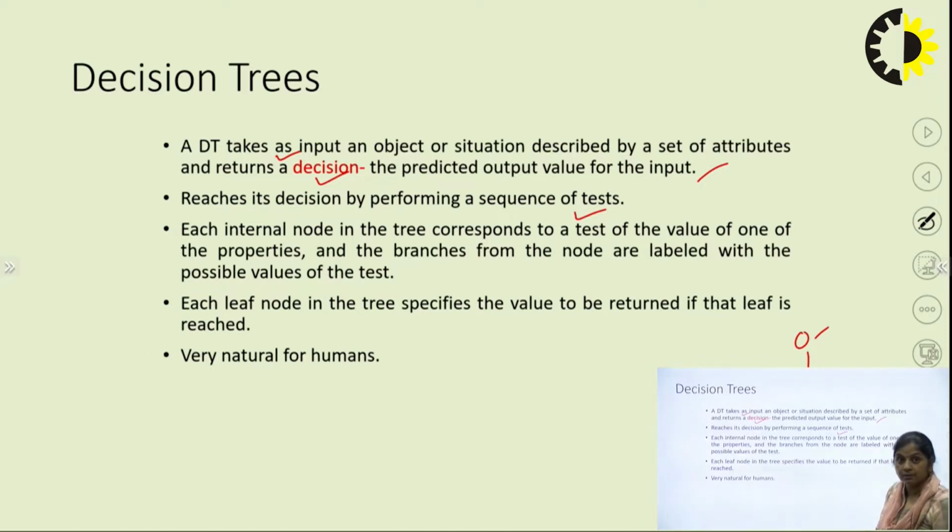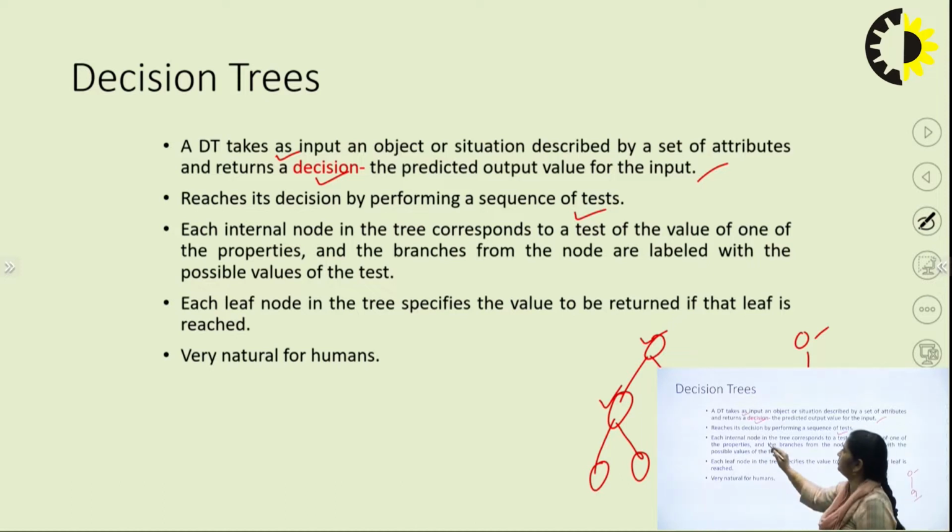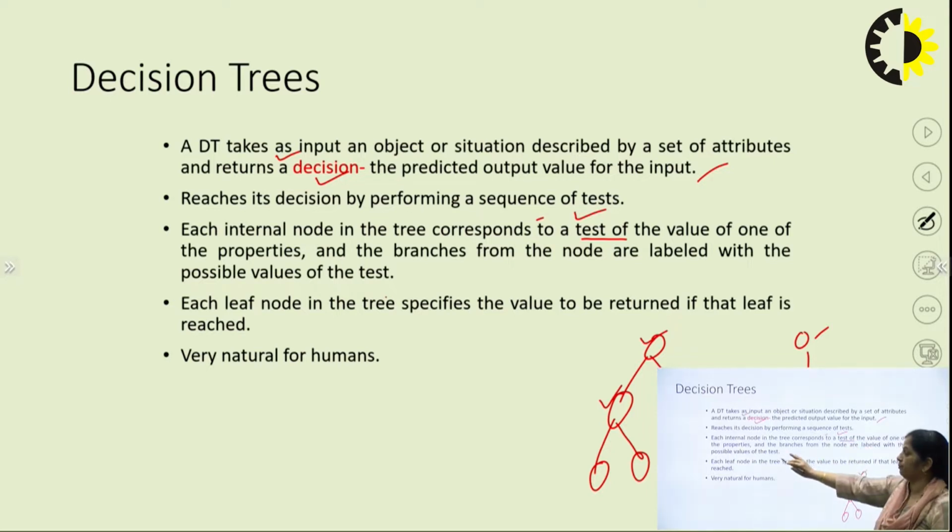Now, what type of structure does it have? Let me say this is one example of a decision tree, just a raw example. These nodes are internal nodes. What will the internal nodes in the tree be? They correspond to a test of the value of one of the properties. The domain will have some set of attributes, and those attributes are the properties. So each internal node will make a test of a property, and then what will be there?